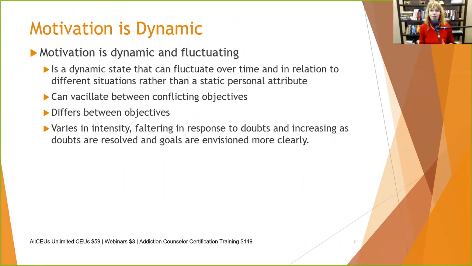Motivation can also fluctuate in different situations. You may be really motivated to go to the gym during the summer when you have to wear a swimsuit, but not so motivated during the winter when you can put on 3 layers and be all stacked up. It can vacillate between conflicting objectives. You've got your family over here, and they like doing one thing, and you want to do this other thing, and it's really important for you, but your motivation kind of vacillates.